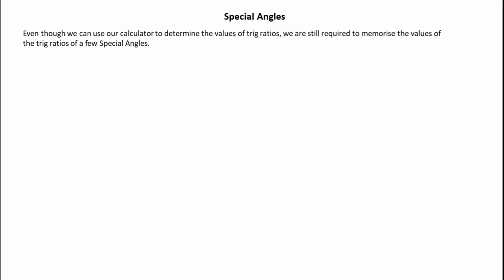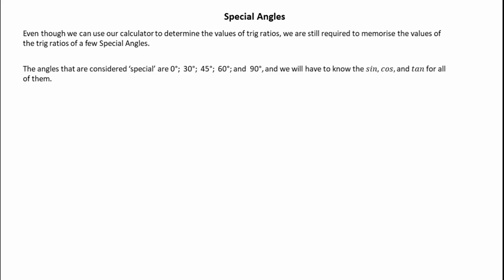So, even though your calculator can pretty much work out all the trig ratios in the world, thank you, Mr. Sharp, thank you, Mrs. Cassio, we are forever in your debt, there are some angles for which we are required to memorize the values of their trig ratios. These are called special angles. Now, what are these special angles to which I refer? It is these angles: 0 degrees, 30 degrees, 45 degrees, 60 degrees, and 90 degrees.